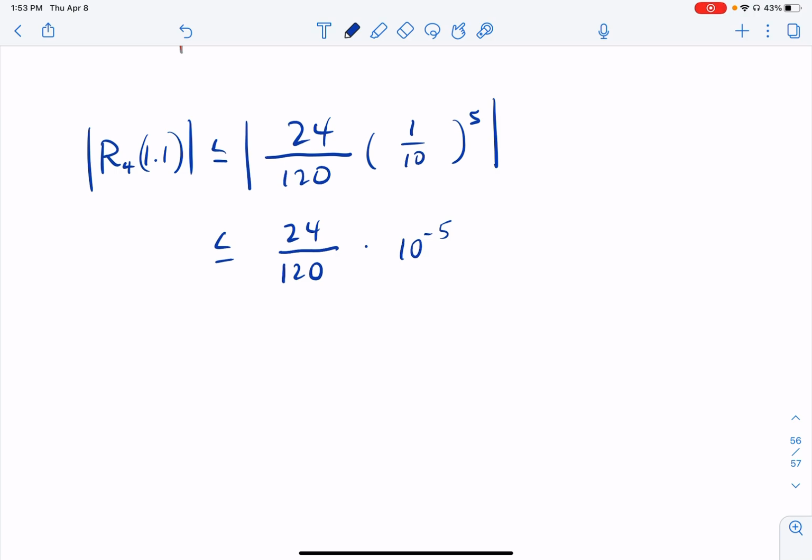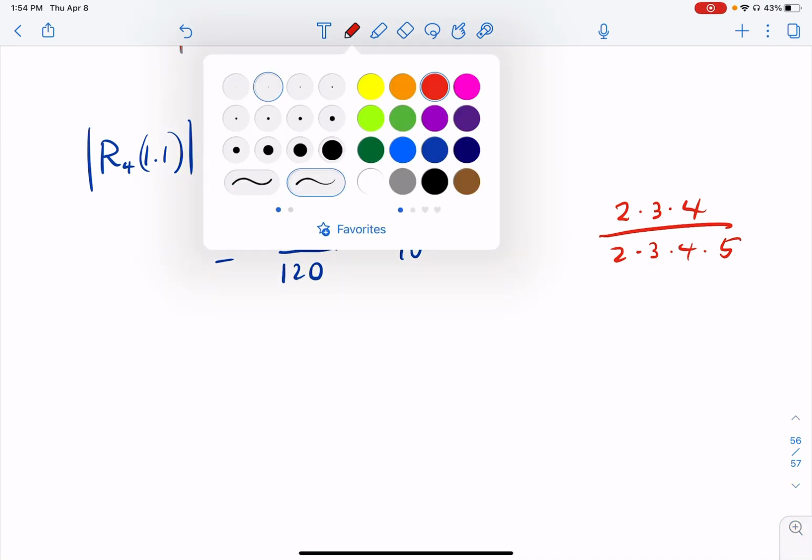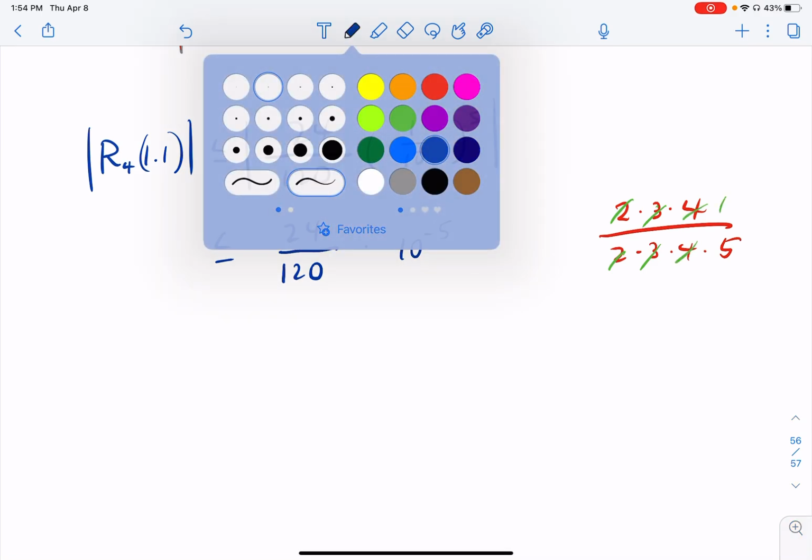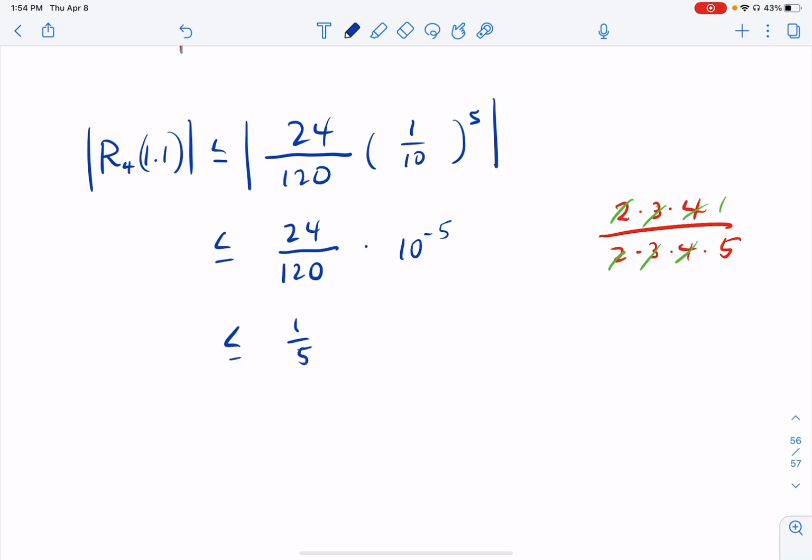Okay, and now let me simplify this fraction over here. You know, 24, that looks like a factorial in and of itself, right? It's like 2 times 3 times 4. That's 6 times 4 over, and then this 120 was 2 times 3 times 4 times 5. And look at what happens. Cancel, cancel, cancel, cancel, cancel, cancel. And we're just left with 1/5. Less than or equal to 1/5 times 10 to the negative 5th power.